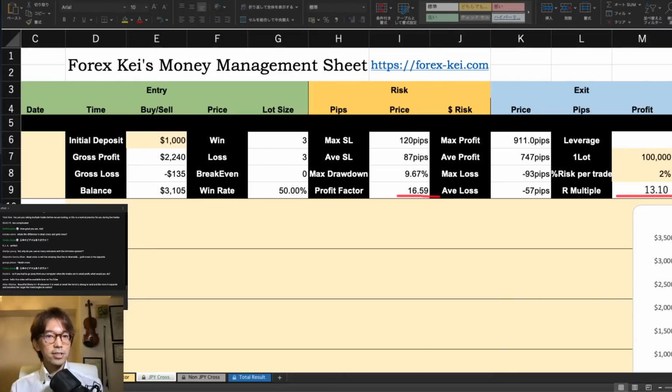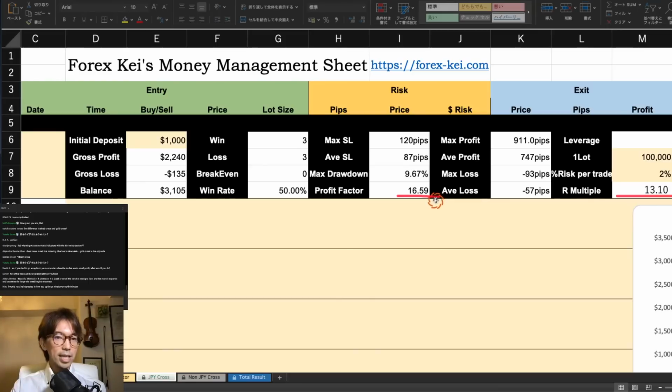But basically, profit factor is the gross profit divided by gross losses. Gross profits divided by gross losses is profit factor, right? So in other words, profit factor is the risk to reward ratio in terms of money, in terms of profit or losses, in terms of money. And R multiple is actually the average profit pips divided by average loss pips. So R multiple, in other words, is the risk to reward ratio in terms of pips.